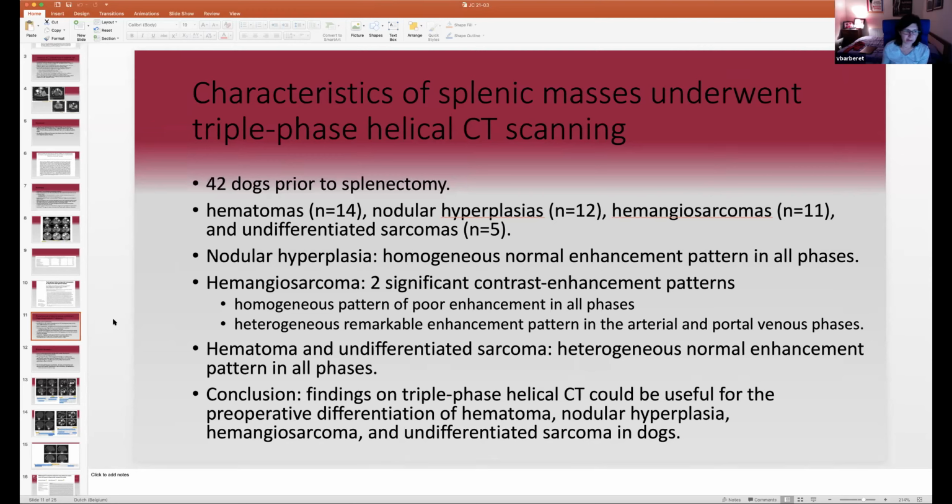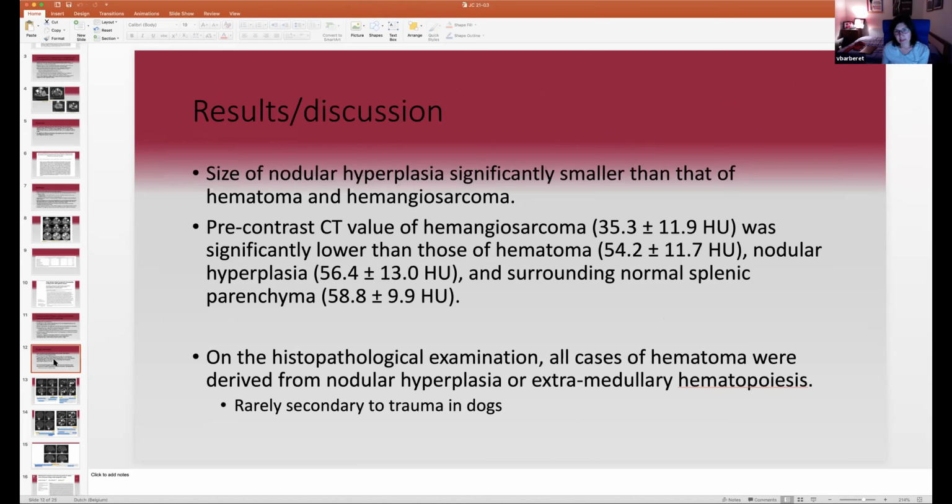But for the rest, I was not really thinking there was so many differences between hematoma and the differentiated sarcoma, for example. And for nodular hyperplasia, we all suspect it when it's definitely more enhancing on all phases, that it would be something more benign like nodular hyperplasia. What else did they mention?